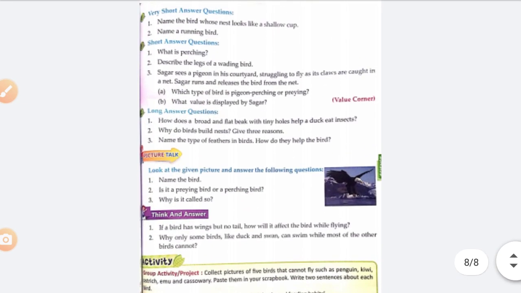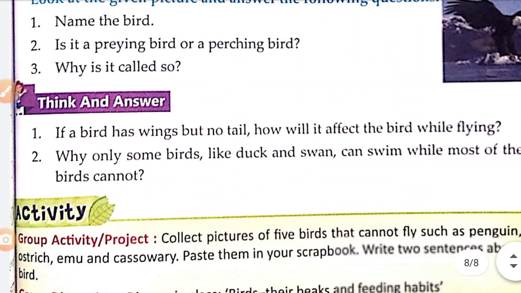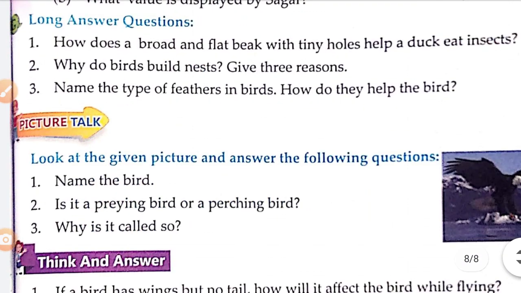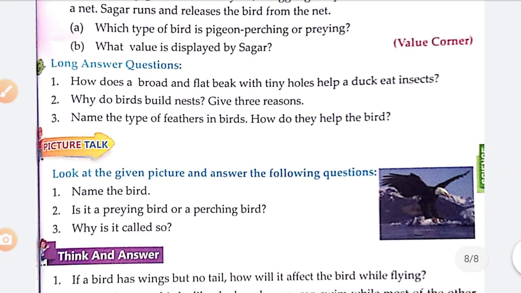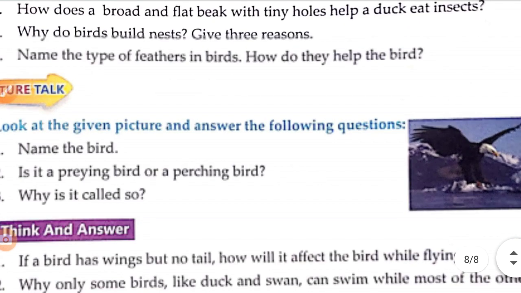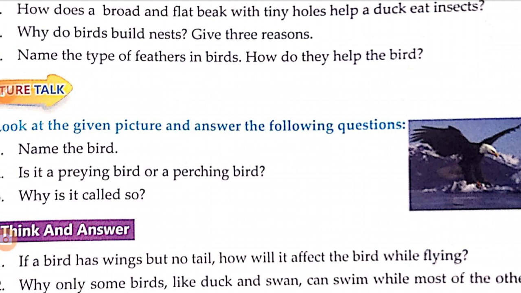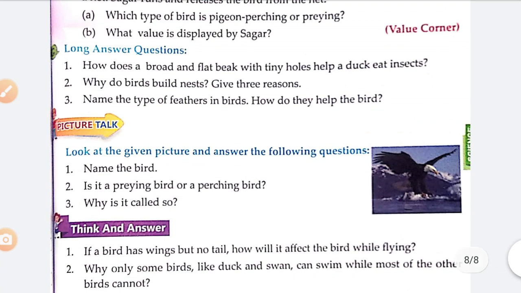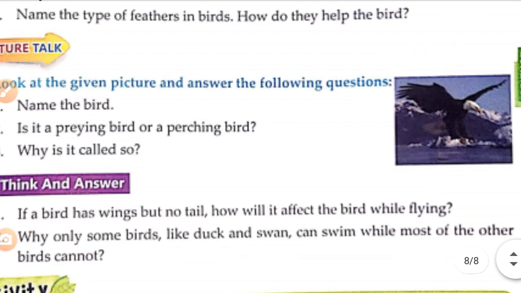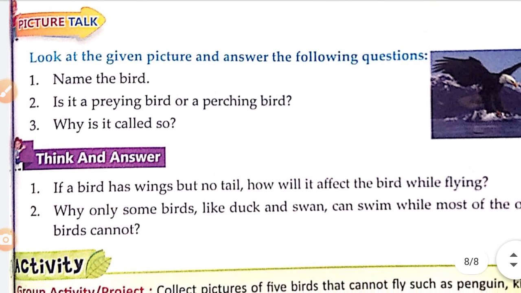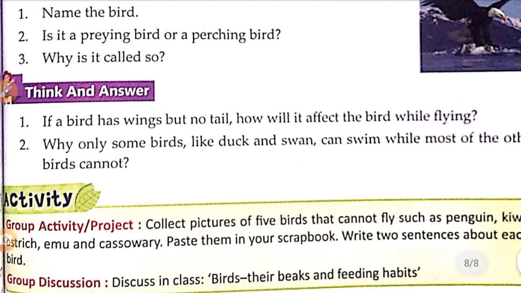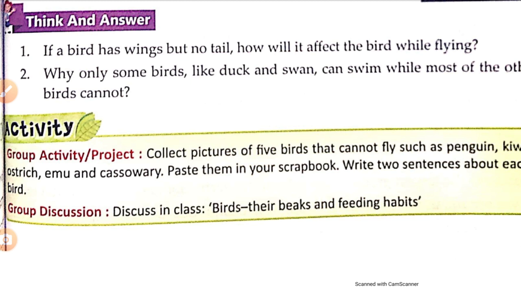Now see the next question, that is picture talk. Look at the picture and give the answer. Name the bird. Which is this bird? Is it a praying bird or perching bird? You have to write it. I will not help you. It is very easy. You can write it, or why it is called so. So this is your duty that you should write it, and you have to send me your exercise after this video. Think and answer. In 2 days you should send it to me.